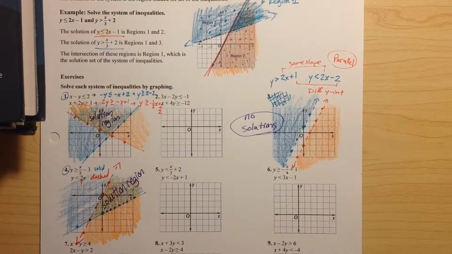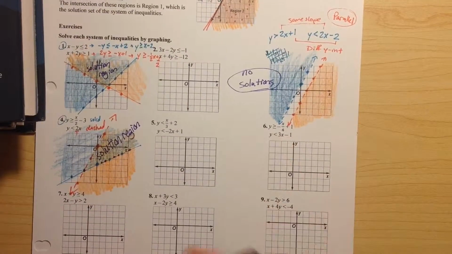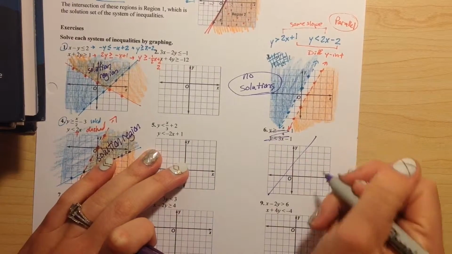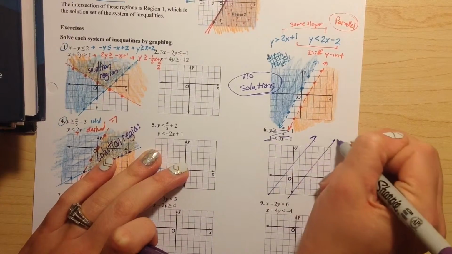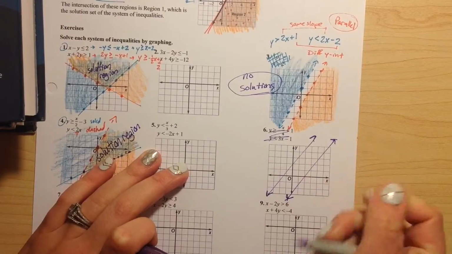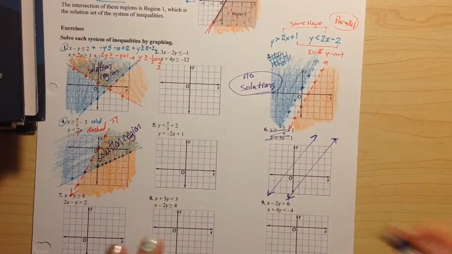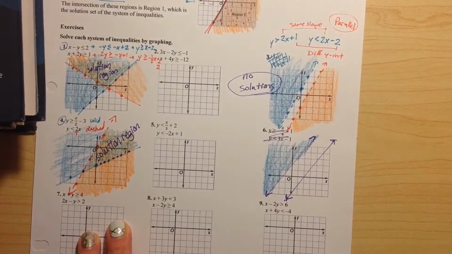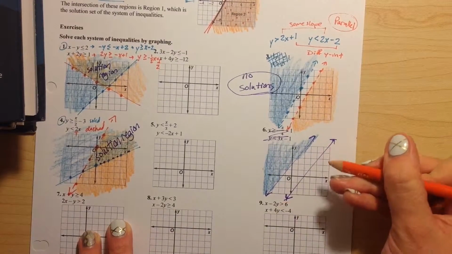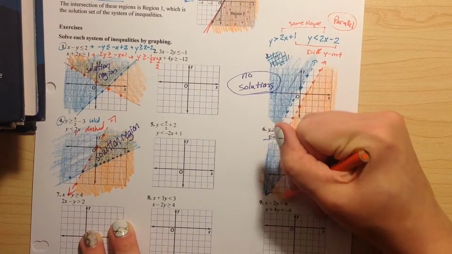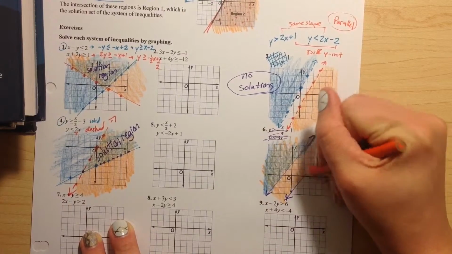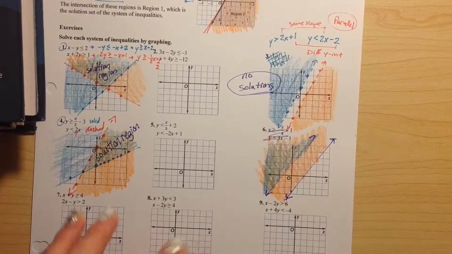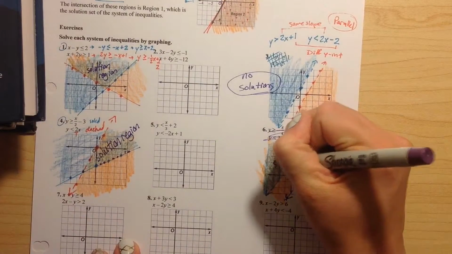Like, let's say, I'm just going to use this one real quick, ignore this guy here. Let's just say I had a line that did that and a line that did that, and those are my inequalities. And let's say this guy I was greater than, and this guy I was also greater than. Where do both of them overlap? Over here.